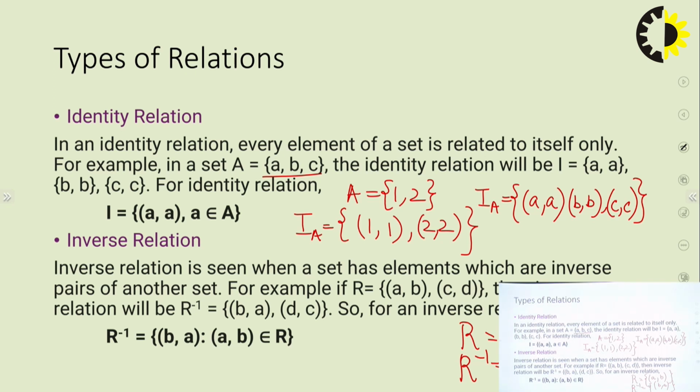So for example, if I have a relation containing the elements A comma B and C comma D, then its inverse will contain B comma A and D comma C. So this is the inverse. This is the standard definition of an inverse relation, that is, it will contain the ordered pairs B comma A such that the ordered pair A comma B is in R.